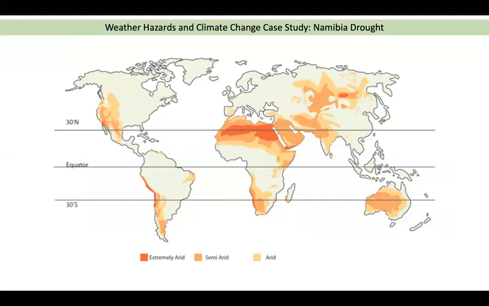All right, so thinking back to those areas that are more vulnerable and higher risk from drought. There are arid climates where it's normally drier. They experience less than 250 millimeters of precipitation every year. We've got a map of the world here, and we can see that most of those arid climates are distributed between 30 degrees north and south of the equator.